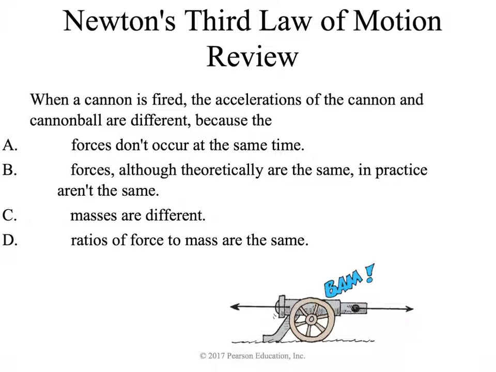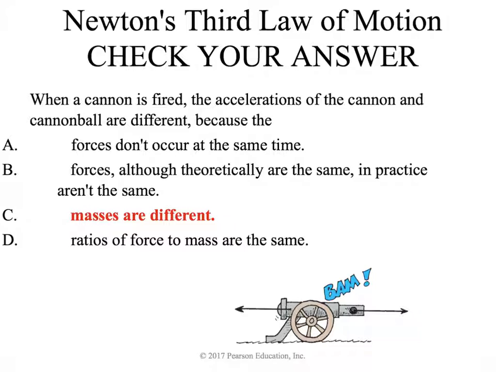Now here's another example of the third law of motion in action. When you shoot a gun or fire a cannon, the accelerations of the cannon and the cannonball are different. Why? Is it because the forces occur at different times? Or is it because while they may be the same theoretically, they don't work out to be the same in practice? Is it because the masses are different? Or is it because the ratios of force to mass are the same? Okay, so the answer is that this is because the masses are different. The accelerations of the cannon and cannonball are different because the masses are different.